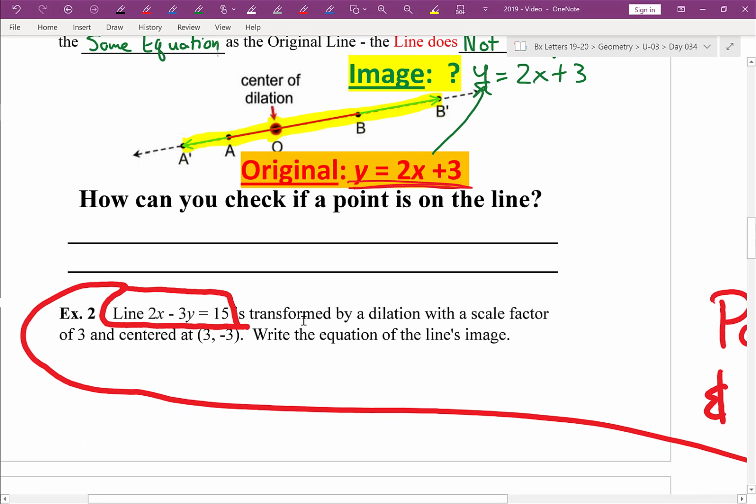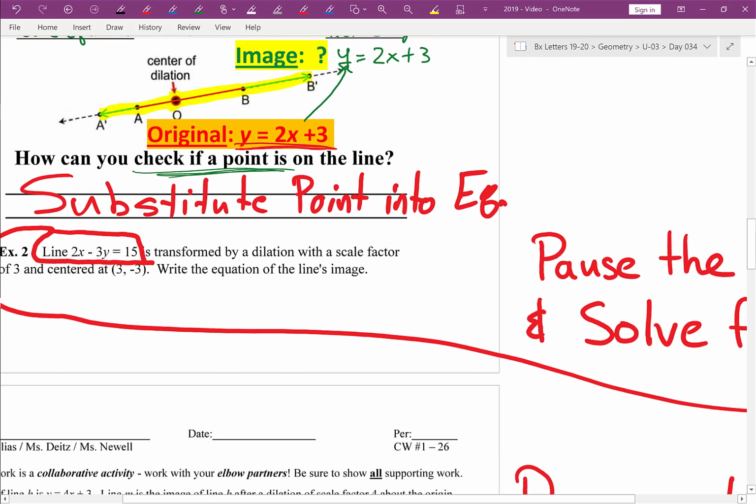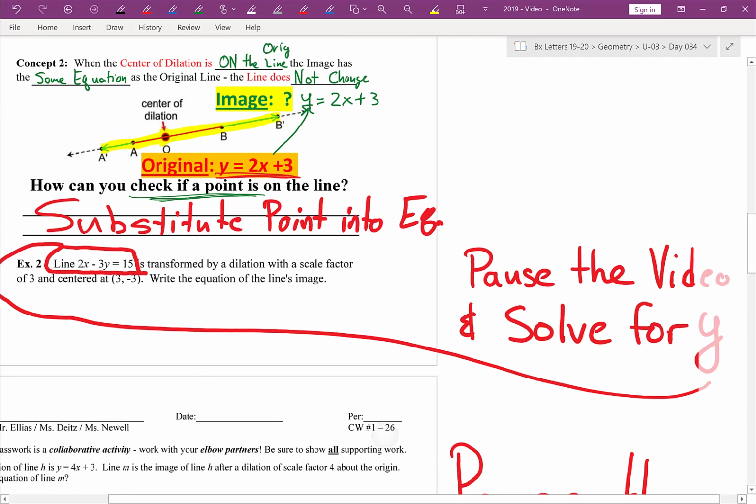You might be saying, well, how can you check if a point is on the line? The quickest way is to substitute the point into the equation. Okay? And I guess we'll show you that in example 2. But first, you're going to pause the video, and you're going to solve that equation for y.